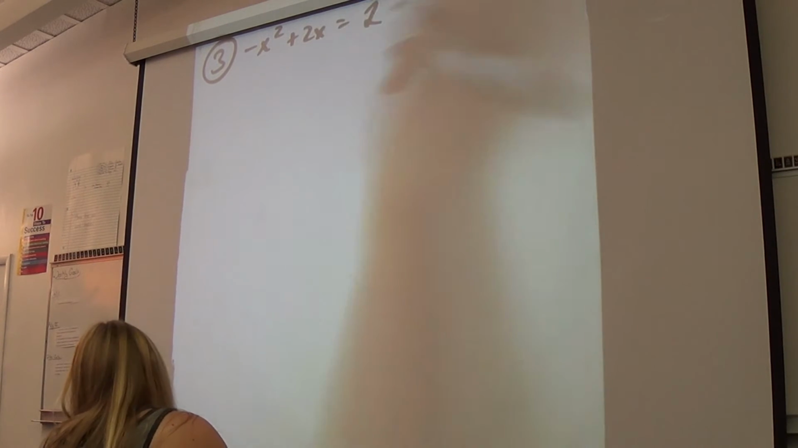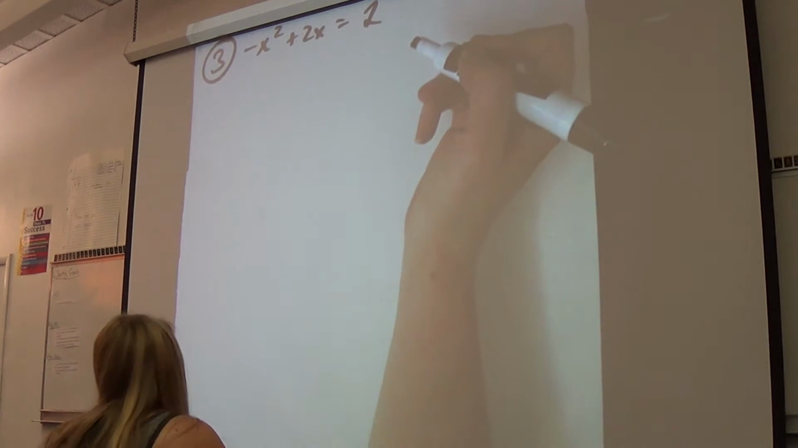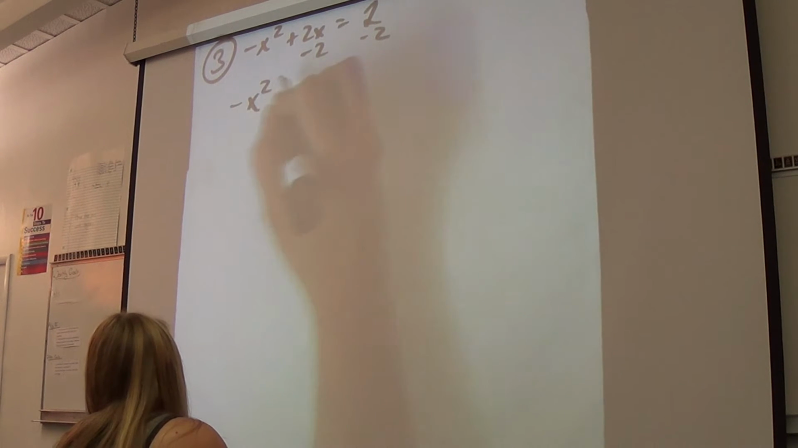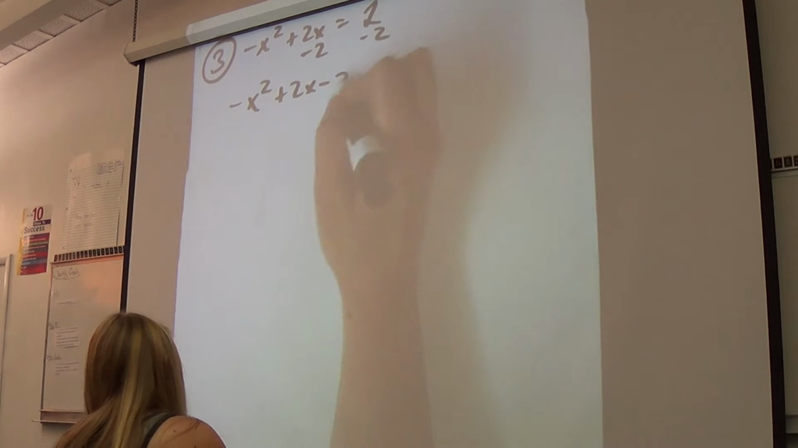You guys don't listen. Number 3 is -x squared plus 2x equals 2. Again, I have to make it equal 0, so I'm going to minus 2. Gives me -x squared plus 2x minus 2 equals 0.